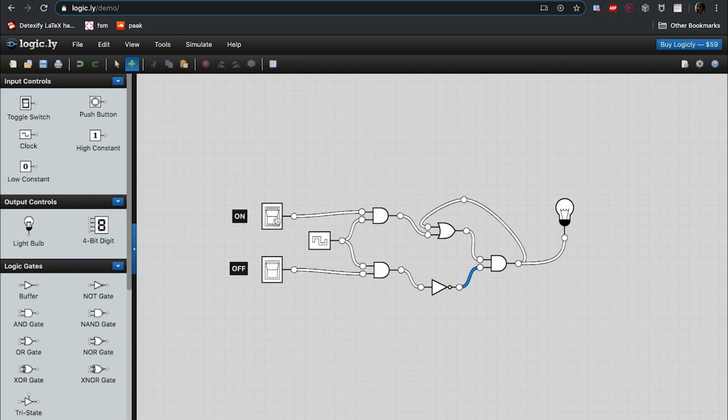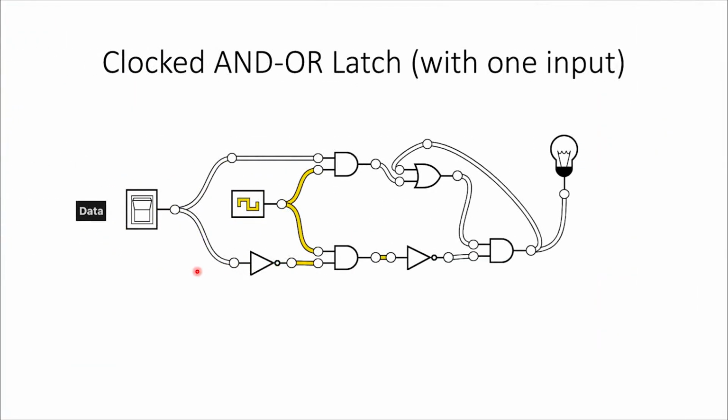There are 4 states. I can either turn both of these off, both of these on, one of them off, or one of them on. As we've discussed before, turning both of these on is not allowed, but we need some way of ensuring that never happens. This data switch precisely gives us a way to do this. This is exactly the same circuit as before, except the on switch is now the same as this data switch, and the off switch is just whatever the opposite of this data switch is.